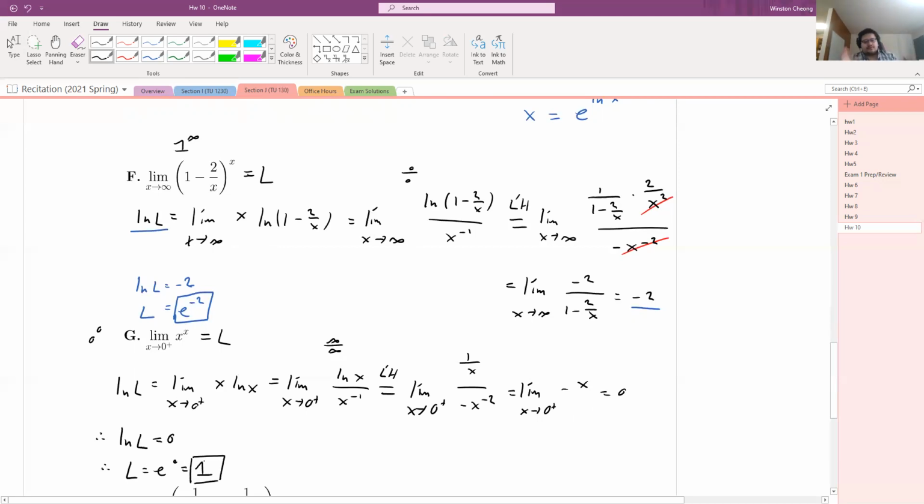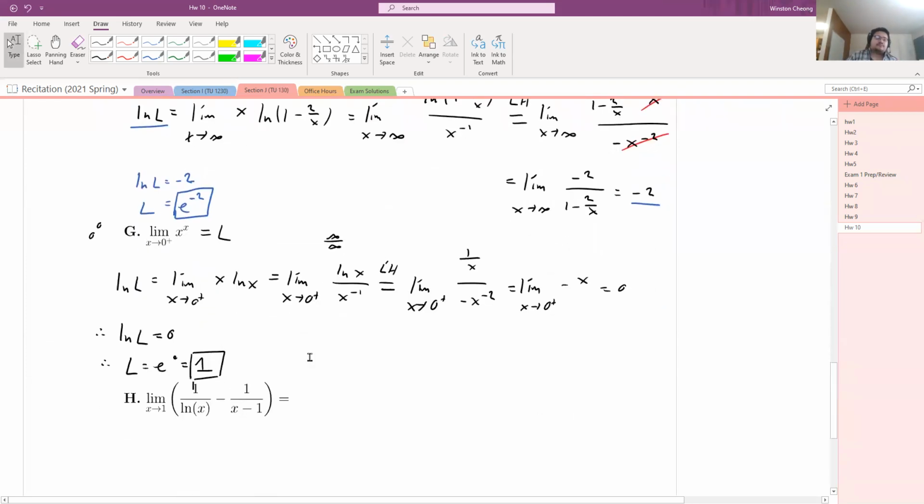So I want you to know that e to the 0 is 1. I've seen people in past recitations write e to the 0 and not know that that's equal to 1. I think it's very important that you know something as simple as that. Okay, so I should be able to evaluate something like that. Any questions on this process?